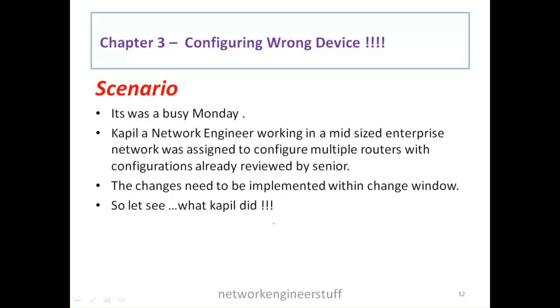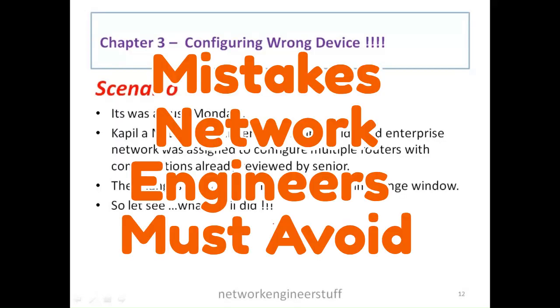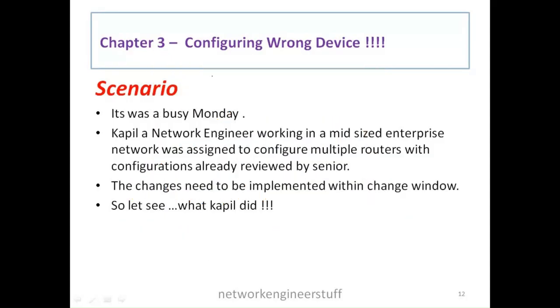So guys, in this video, we're going to focus on yet another video of the series Mistakes Network Engineers Must Avoid. And this is chapter number 3, Configuring a Wrong Device. So guys, this is a scenario which I have mentioned. It was a busy Monday. Kapil, a network engineer working in a mid-sized enterprise network, was assigned to configure multiple routers with configurations already reviewed by senior. The changes need to be implemented within change window. So let's see what Kapil did.